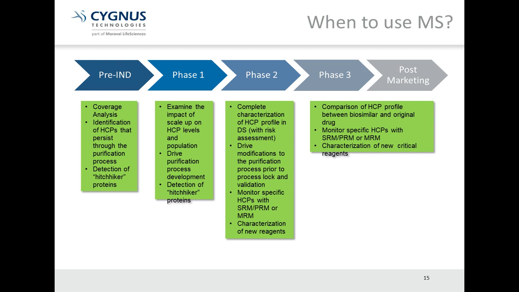Companies often come to us because they understand that mass spec is important for HCP analytics, but they are unsure of when or how to do it. So we put this slide together to illustrate when it may be useful to consider mass spec for host cell protein analysis. As you can see, mass spec can play an important role in HCP analytics from IND through post-marketing. This can include coverage analysis, detection of hitchhiker proteins, evaluating the impacts of a process change, the full risk assessment, and also characterizing reagent changes, and this is just to name a few.